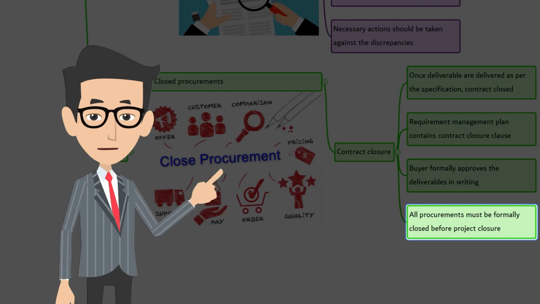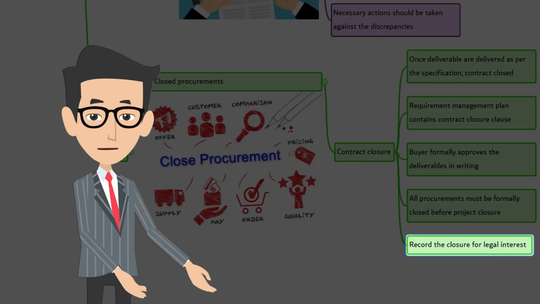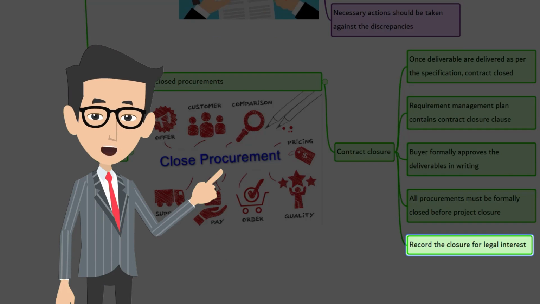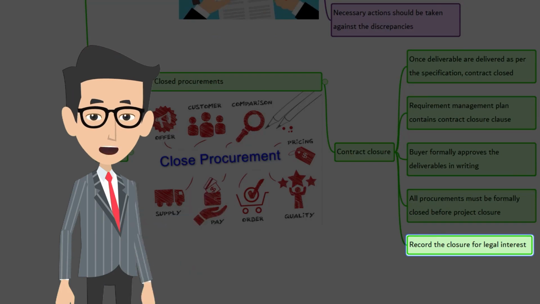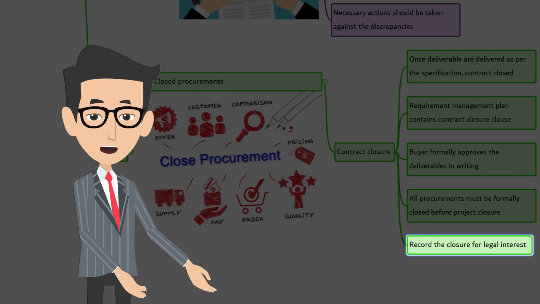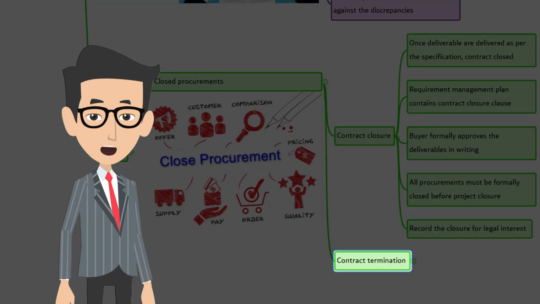I'm giving a hint here. There may be questions in the sample examination on this topic. To protect the legal interests of both parties, procurement closure requires detailed record keeping and must be done formally. A contract can be terminated before the work is completed.